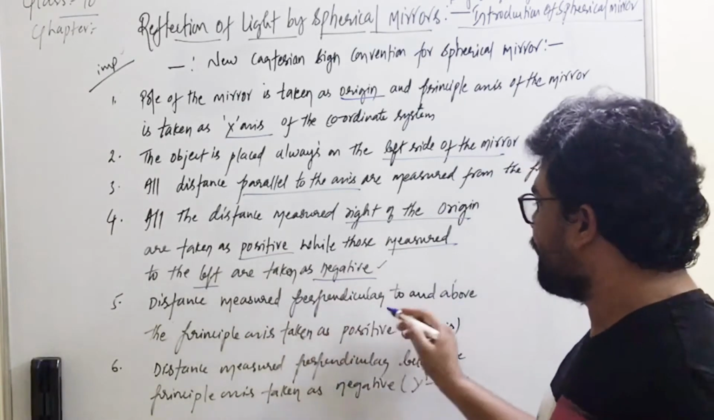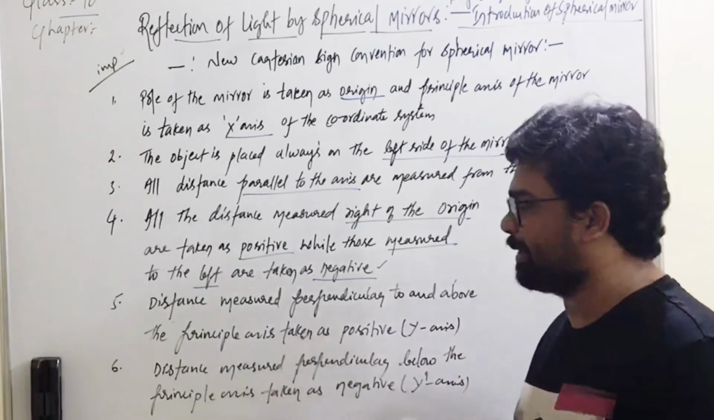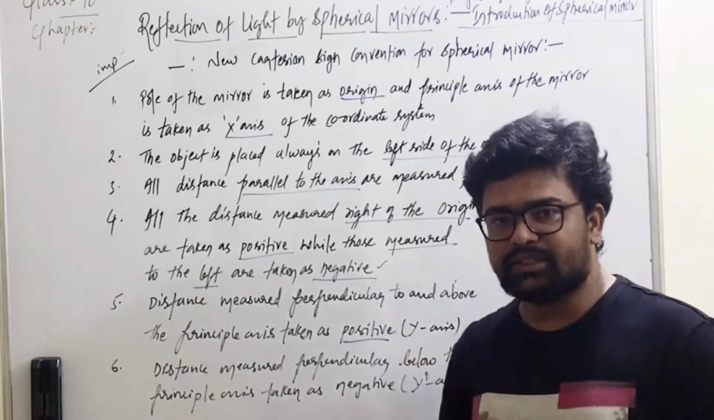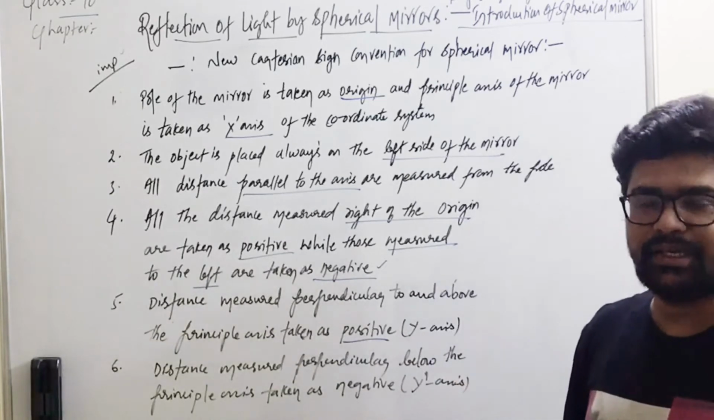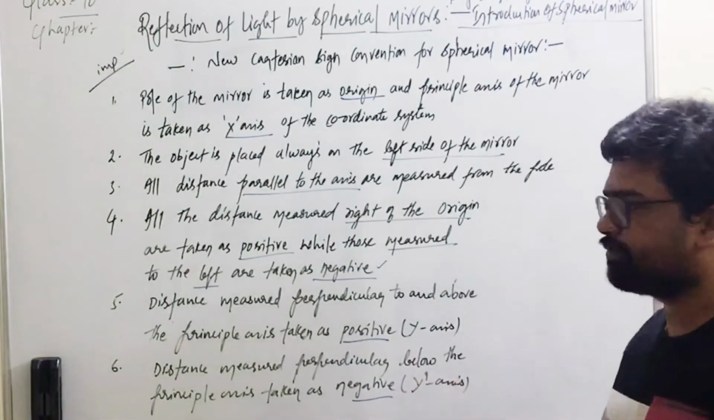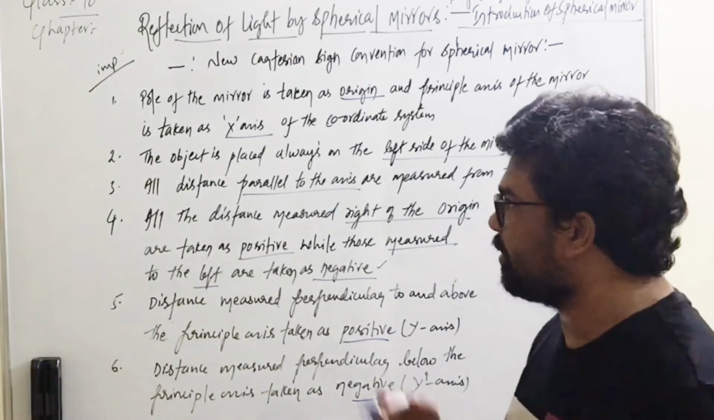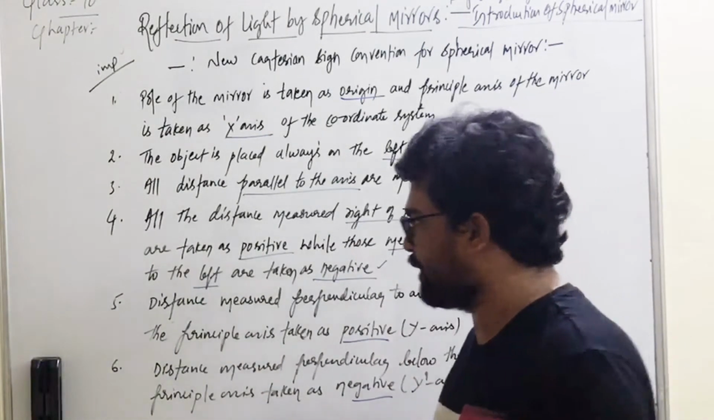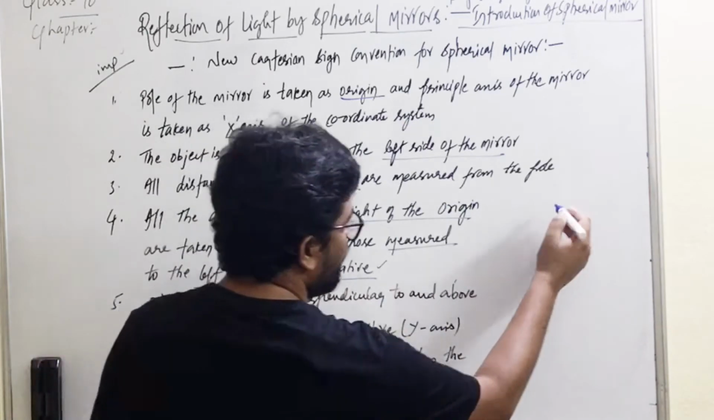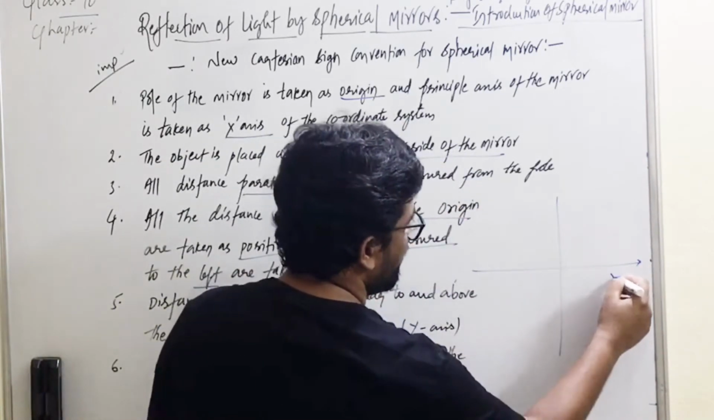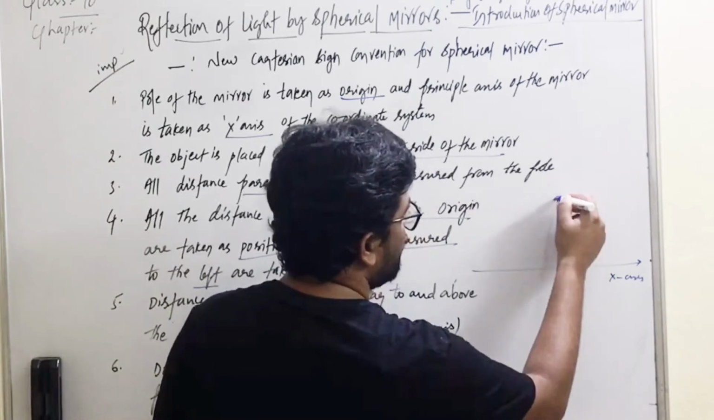Distance measured perpendicular to and above the principal axis is taken as positive, and distance measured below the principal axis is taken as negative. Hope the points are very clear. Let us try to draw the diagram with the help of these points. Let us take these coordinate axes: an x axis and a y axis.